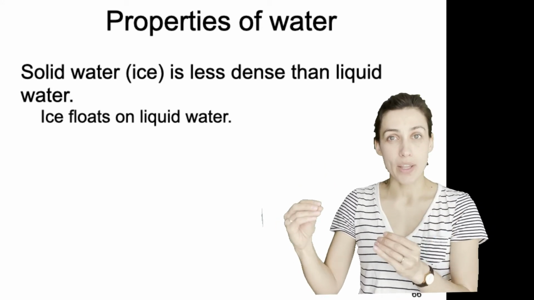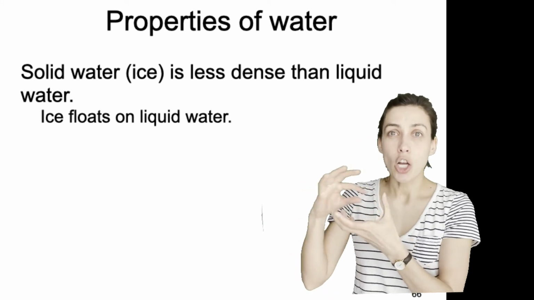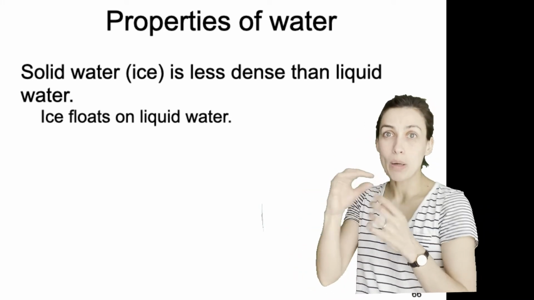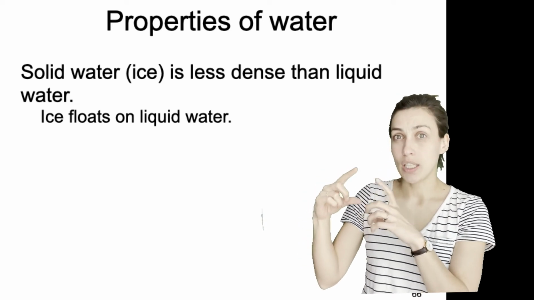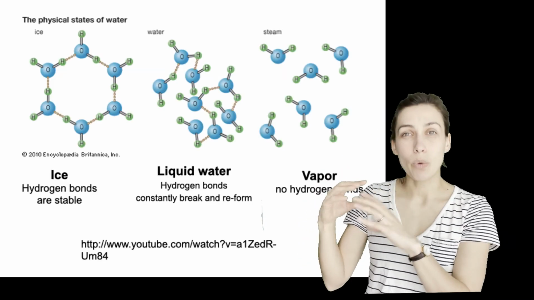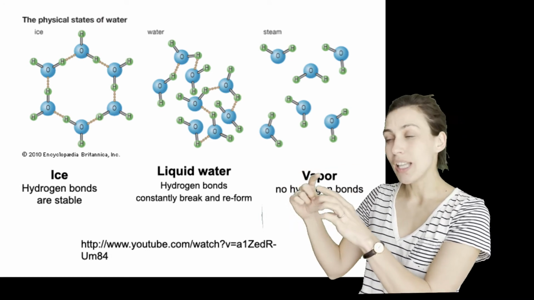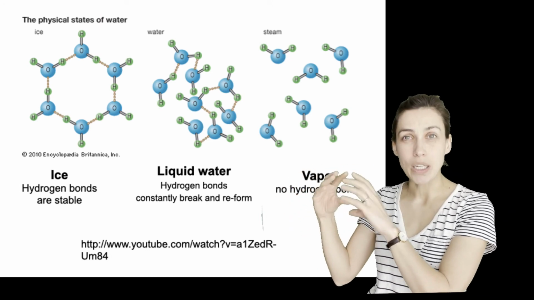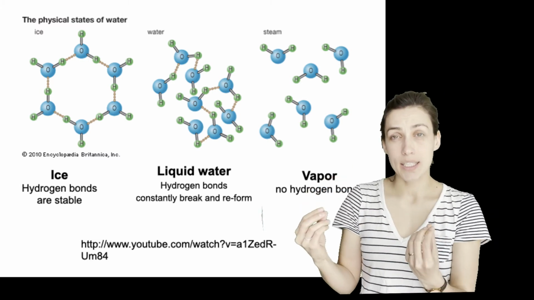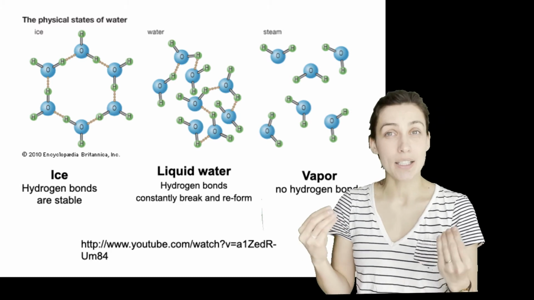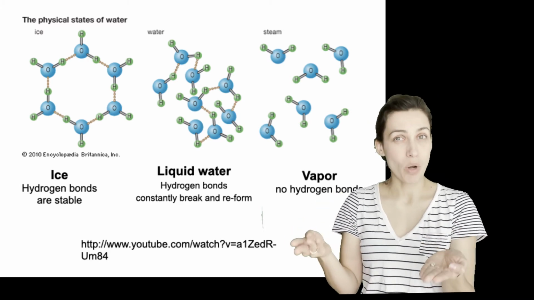And the reason for that is the hydrogen bonds that were constantly being changed from one partner to the next now become established in a certain kind of shape. And when that shape happens, as demonstrated here on the figure, there's a lot of empty space between the water molecules. And this causes ice to be less dense than water, and therefore ice floats on top of water.